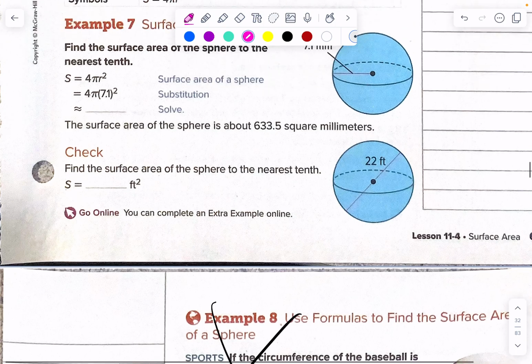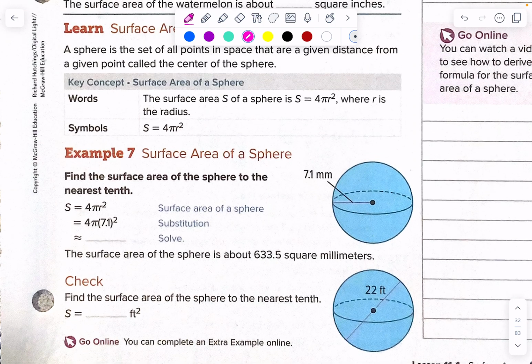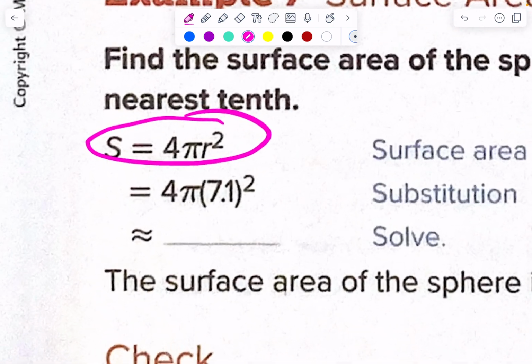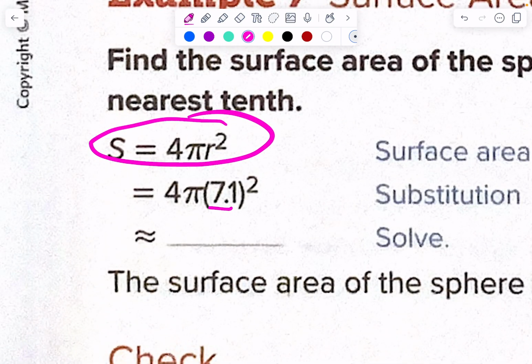We'll skip example 8 as well. This one is just wanting the surface area of a sphere, and notice again, they don't ask for the lateral area. They just ask for the surface area because a sphere only has the around it. Surface area is 4 pi r squared. They have it listed right here, and 7.1 is in fact the radius, so they plugged 7.1 in here. So I'm just going to type that in. This one's the easy one. 7.1 squared.